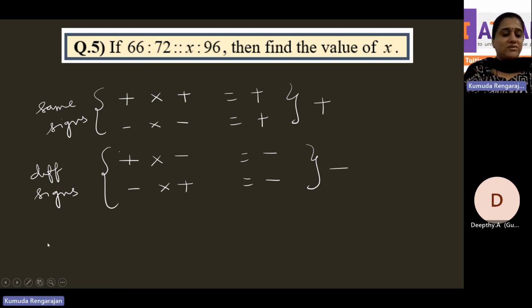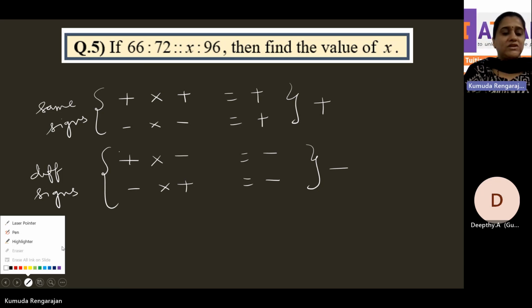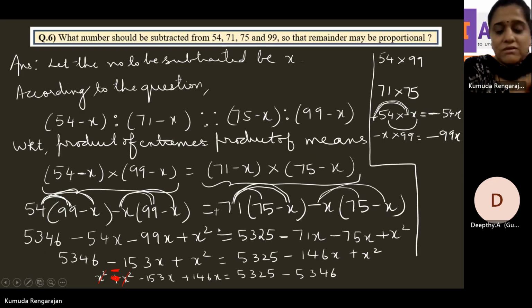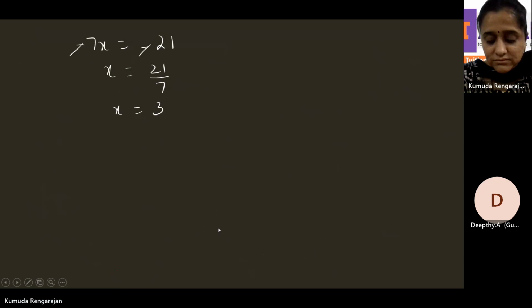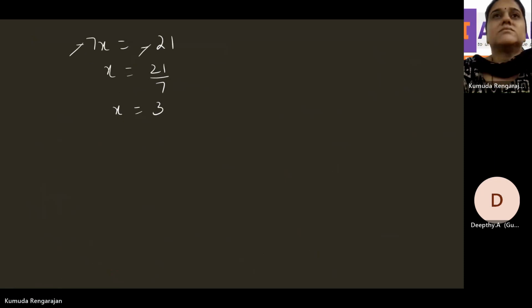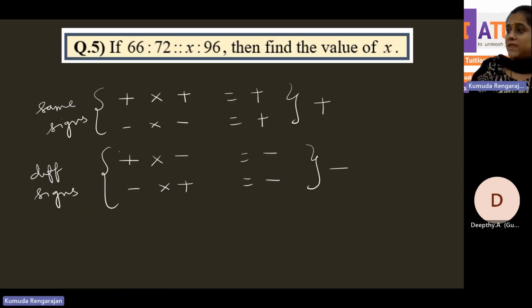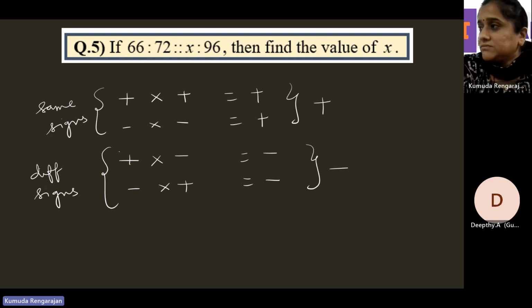All right. This is the next question. Finish writing, Deepthi? Okay. This is the next question, children. Take down. If 66 is to 72 is as to x is to 96, find the value of x.